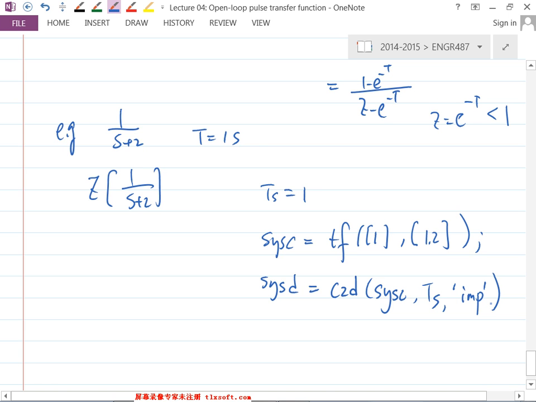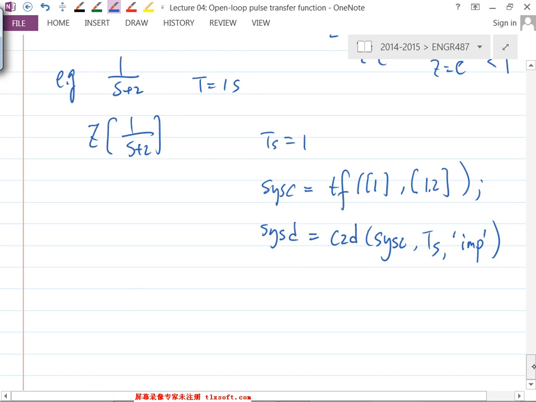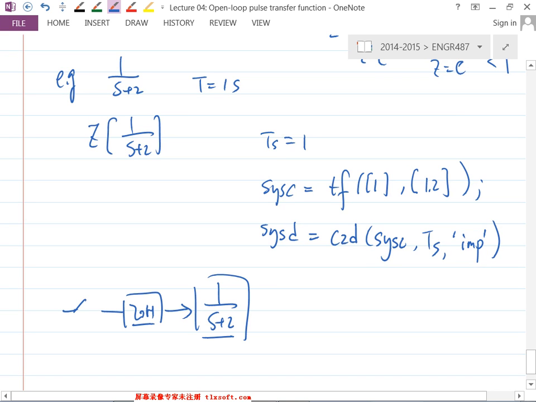Is that good? Okay, so what if I have a zero order hold in front of this guy here, like the example that we just did? Then you say, okay, what would be the pulse transfer function, right? Like in our example there.